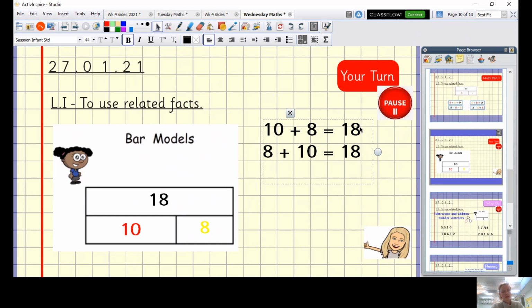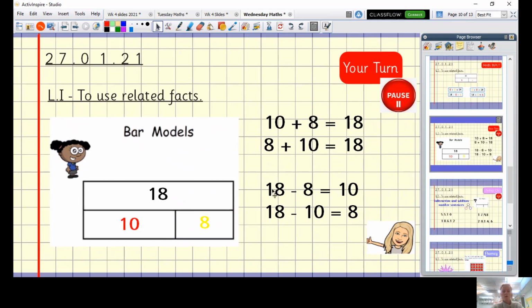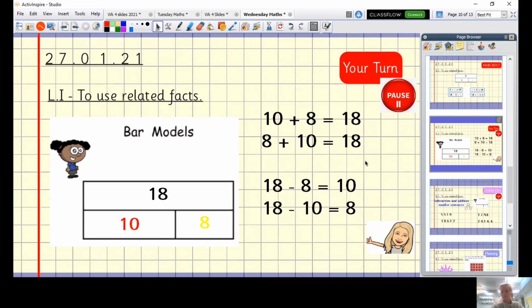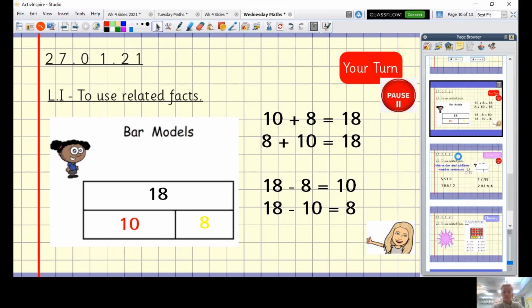Okay, you could have the answer at the beginning if you would like. If you manage to do that, that's fantastic. If not, don't worry. Right, let's look at some subtraction. So I'm going to go 18 minus 8 equals 10. 18 minus 10 equals 8. I've managed to use all of the numbers in each sentence. Okay, right.